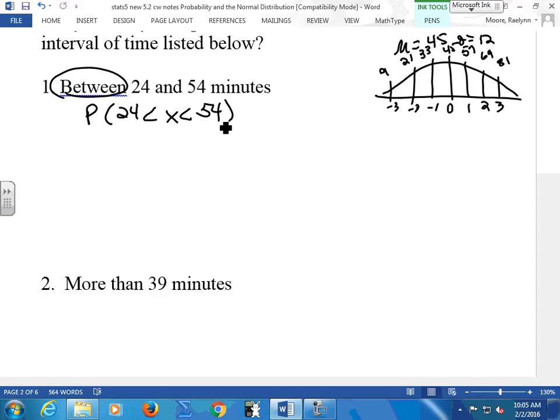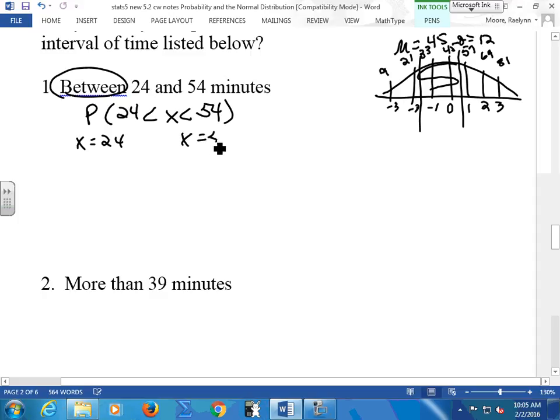Okay, so 24, somewhere between here, right? 54, somewhere between here. Is that a good chunk of probability? It's a good chunk of probability. Okay, so now I got to find my z-scores for these guys. So when my x is 24 and my x is 54, I find my z-scores.